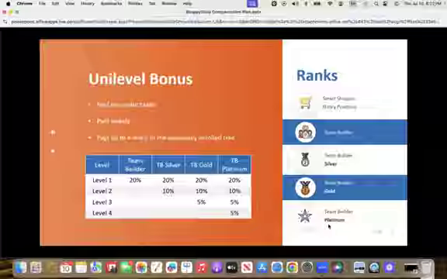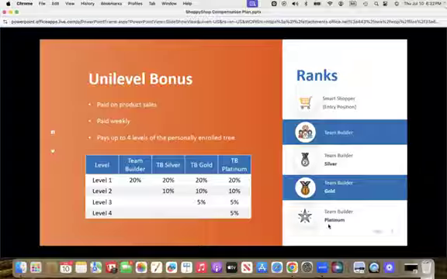We have 4 ranks. There's 5 listed there. The first one is really an entry position. We call it Smart Shopper. It's just somebody who came in, they paid their sign up fee, but they probably really haven't engaged much in the business. Then we have, of course, the team builder silver, the team builder gold, and the team builder platinum. Okay, next slide.